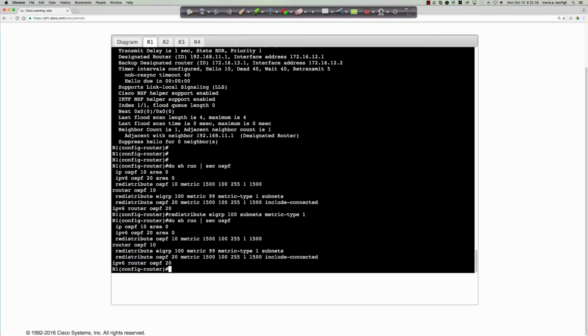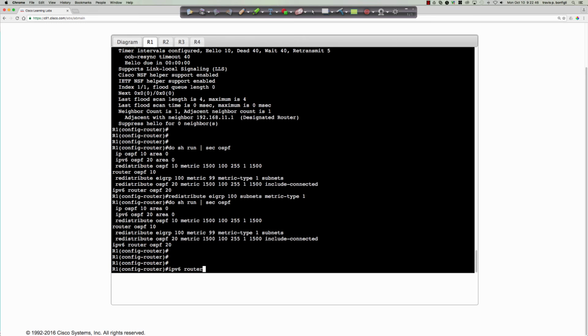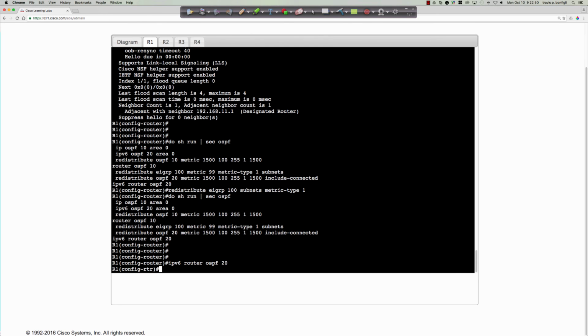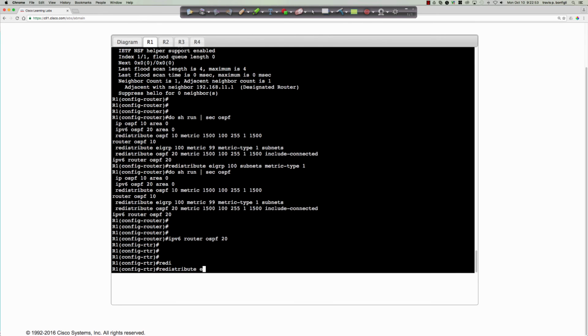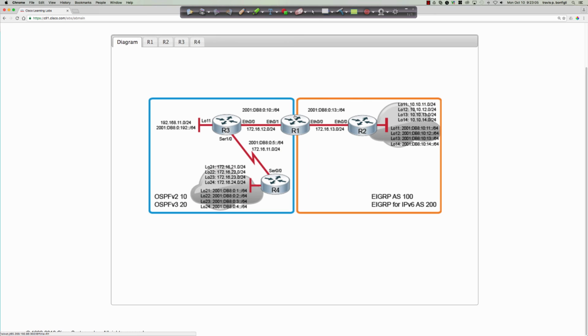All right, so now let's go ahead and wrap this lab up here. If you're following along, I'm on step 11, and we're basically going to now do the IPv6 information. So we're going to say IPv6 router OSPF, OSPF 20. And we're going to redistribute EIGRP, Autonomous System 200. Now remember, we're talking about IPv6 here, so we've got this include connected. And remember, it's going to be the connected network on the router on which we're doing the redistribution.